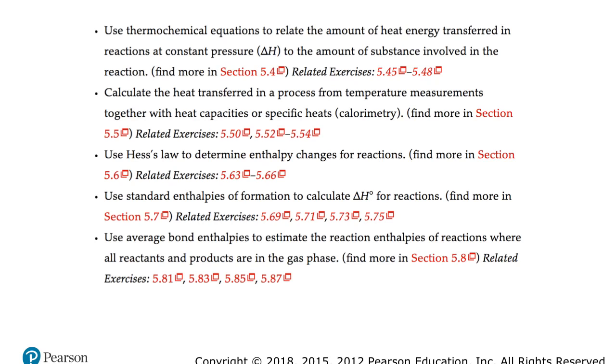We want to use Hess's law to calculate delta H's. Use standard enthalpies of formation to find enthalpies of reaction, or vice versa. We could give you a delta H of reaction and all but one of the reactants and products' delta HFs, and you can solve for that delta HF. You can use average bond enthalpies to then estimate reaction enthalpies, like we were doing at the end of this video.